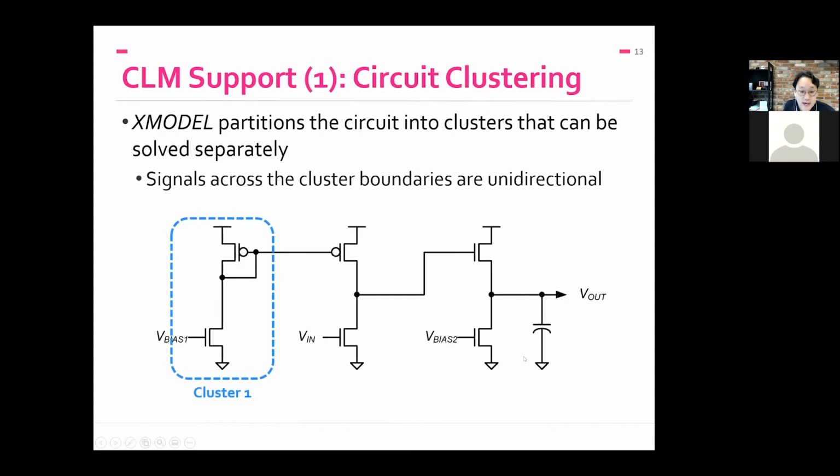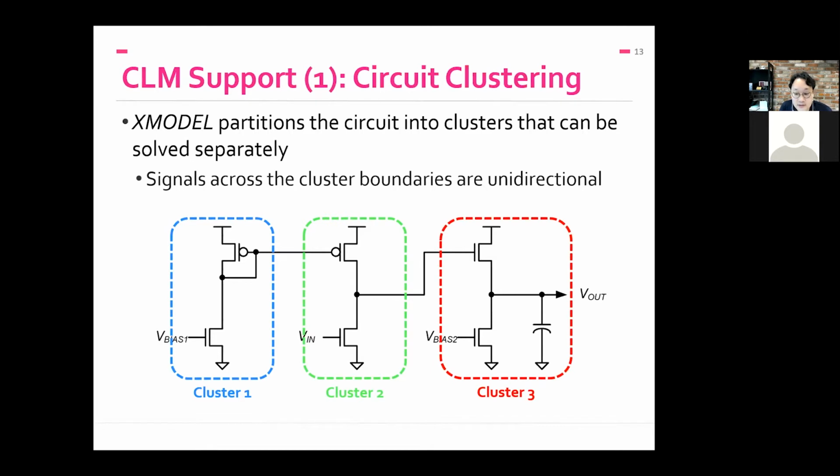So for now, I'm ignoring any cross-coupling capacitors between these stages. And it sees that once the bias input is given and input is coming, I can determine its output without considering the next. So that's another cluster. And the final cluster, the rest of the circuit, can be just clustered into one, taking the result from the previous clusters and computing the final output. So it's one circuit, but we can partition that into multiple clusters, where each cluster can be solved separately.